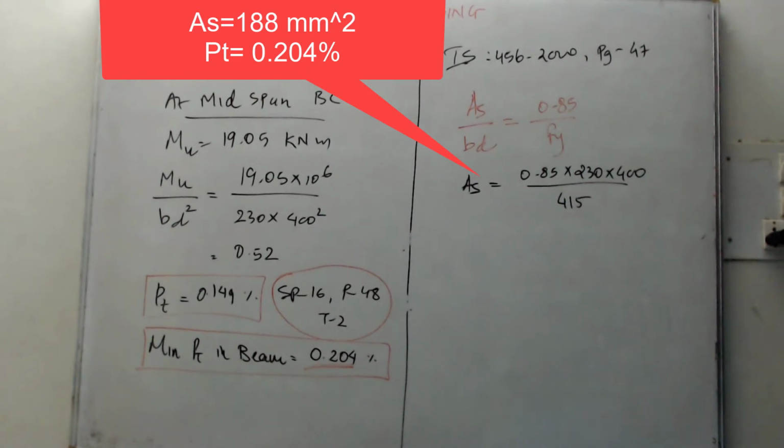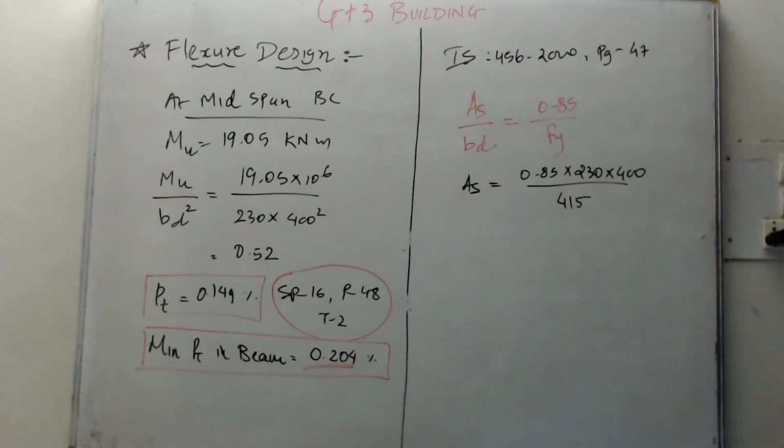right? Generally it depends on the grade of steel. Mostly it depends on the grade of steel plus the dimension of your beam. You can observe the formula, right? This type of question is asked in interviews: minimum pt depends on which parameters? So the main parameter is the grade of steel, right? For Fe415 grade steel you are getting this value as 0.204. If I change the grade, the minimum area of steel required will also further reduce, right?